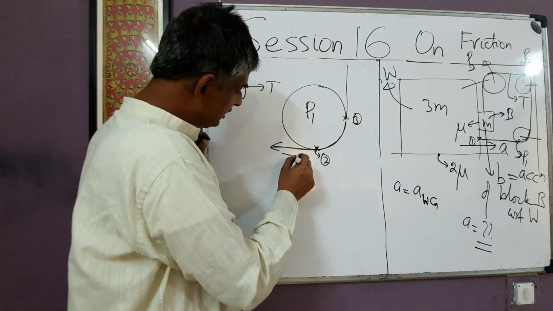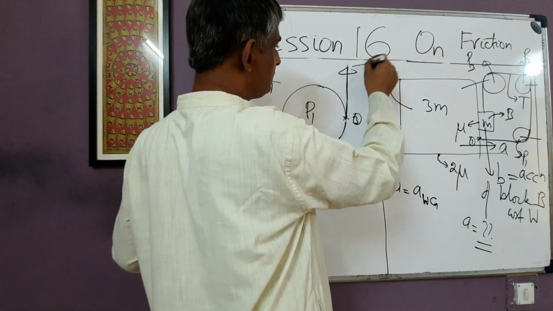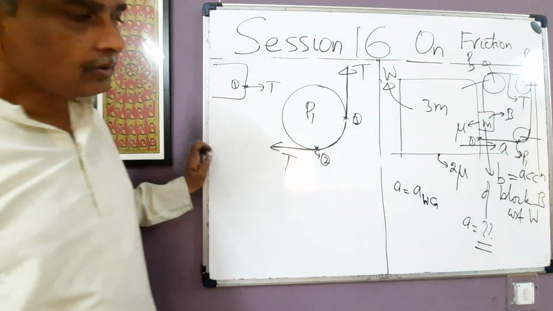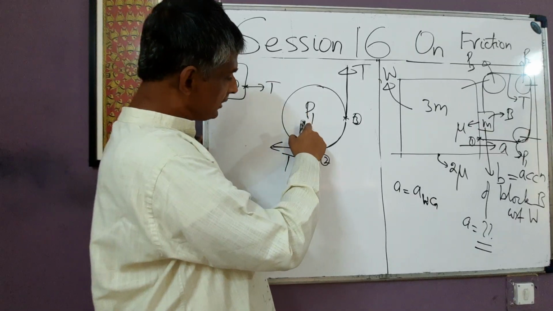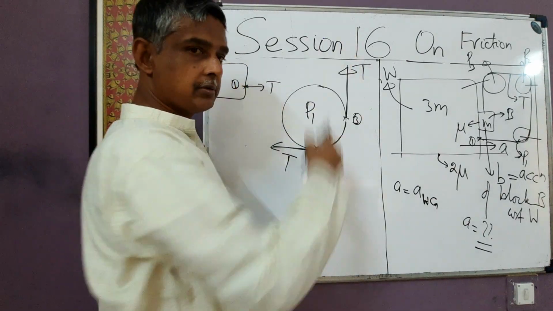It exerts a force T on point 2 in the leftward direction and exerts a force T on point 3 in the upward direction. So this string exerts force on pulley P1 at effectively two points, 2 and 3. At point 2, T left; at point 3, T up.